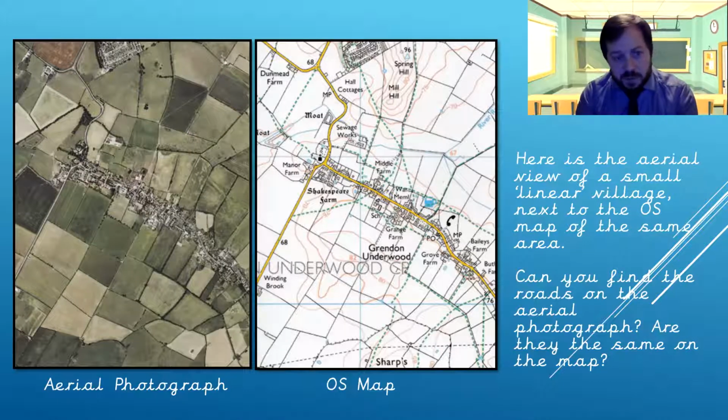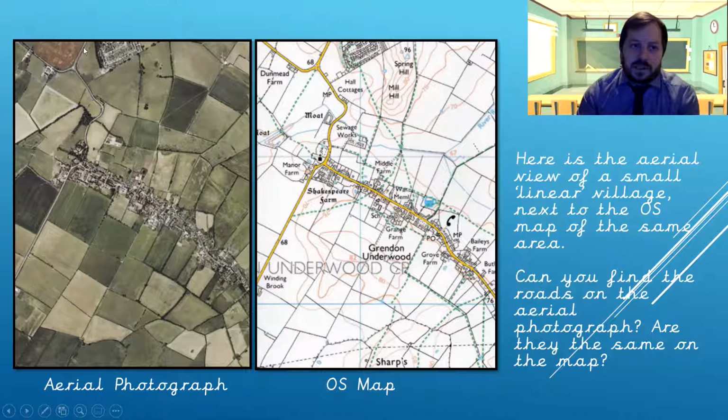On these, you should be able to make out the roads. You look at the OS map, they're in yellow, and you can see them here. And can you see those roads on the aerial photo? Well, yes, if you look carefully, they follow exactly the same pattern as the OS map does. Coming across here and coming across there.